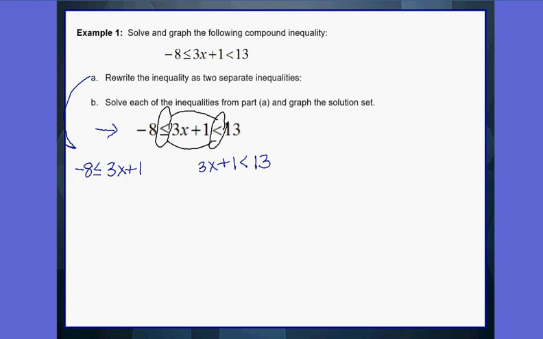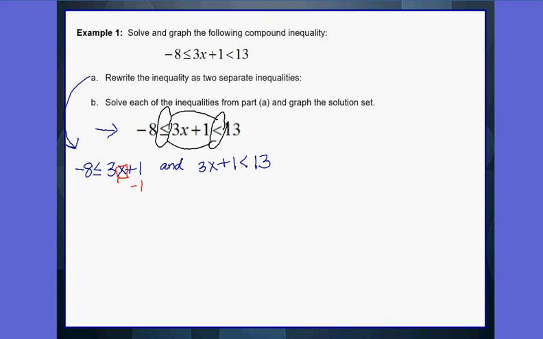We have it written as two separate inequalities. We should connect them with the word and in this case. -8 is less than or equal to this expression, and this expression has to be less than 13. So our solution for x should be somewhere that makes this expression any number between -8 and 13, only including -8. Let's solve for x like normal.